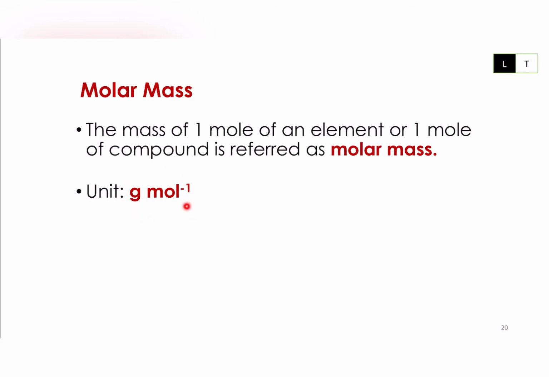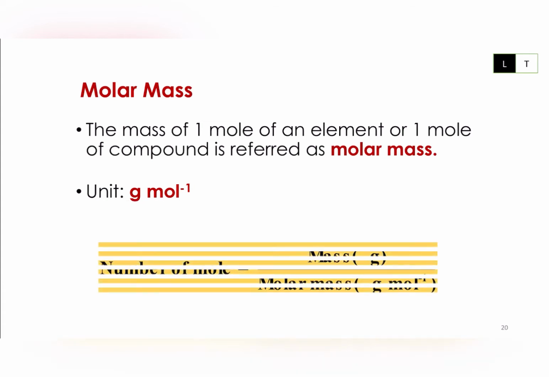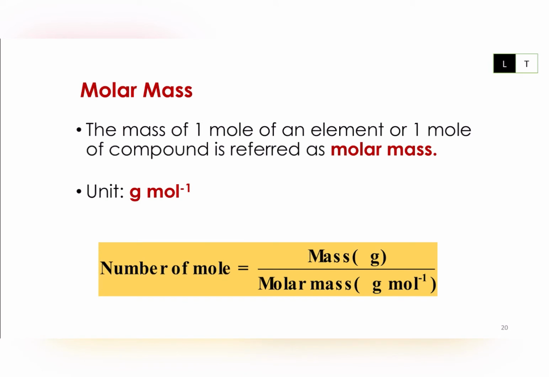When you have these units, you can understand the specific formula for molar mass that can be used to find the number of moles: number of mole equals mass in gram over molar mass in gram per mole. So when you calculate your number of moles, you can cancel out the unit gram and you will have the unit of mole, abbreviated as mol.